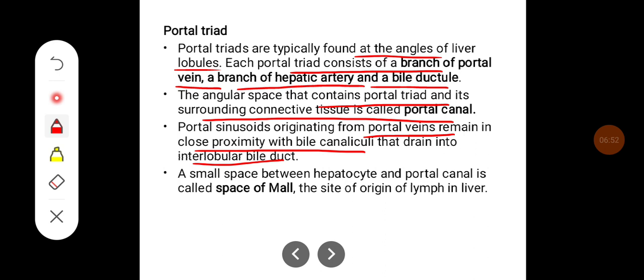A small space between the hepatocyte and portal canal is called the space of Moll. This is the site of origin of lymph in the liver.